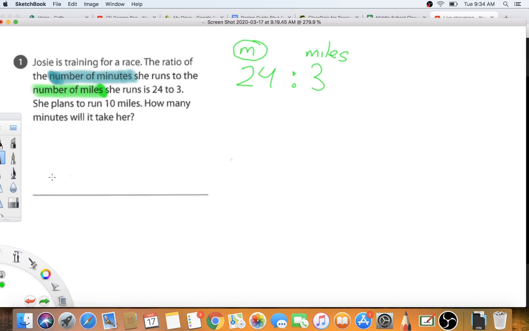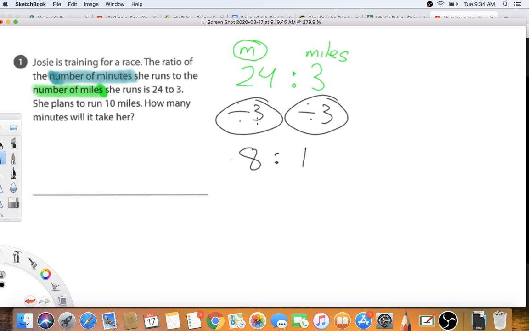So what we have to do is find the unit rate. How much is 1? So we want to find out how much is 1 mile. To do this, we need to divide both numbers by the same number. So for this one, we're going to divide both sides by 3. In math, whenever you do one thing to one side, you usually have to do it to the other side. Now when I divide this, I should get 8 for this one, and 1 for this one. 3 divided by 3 is 1, 24 divided by 3 is 8.